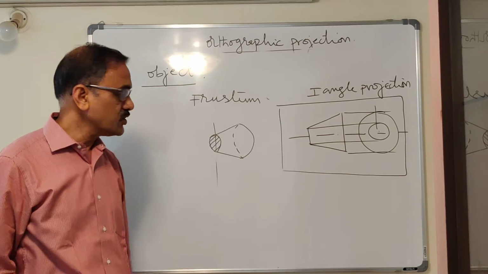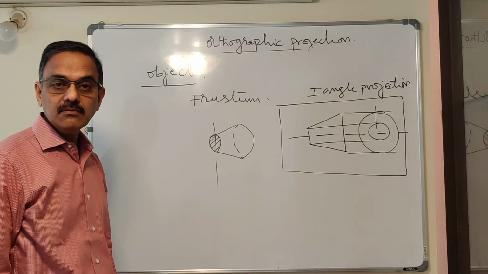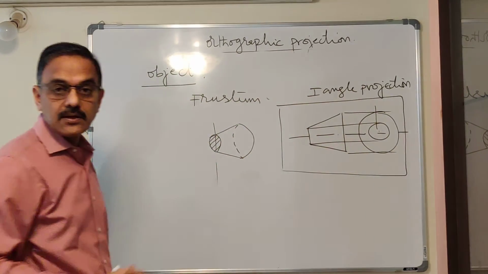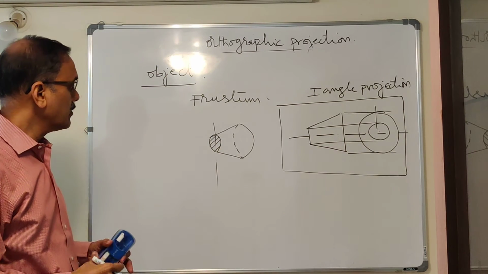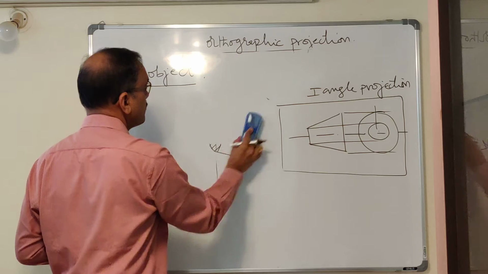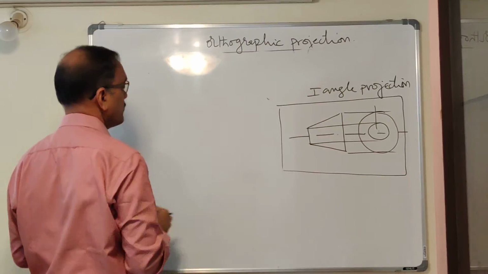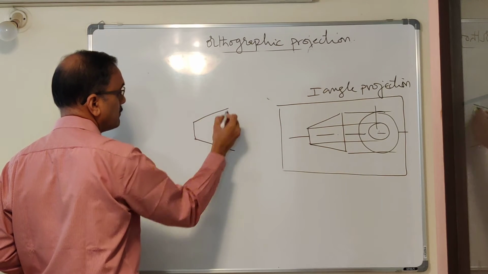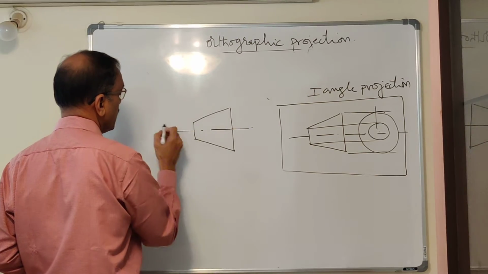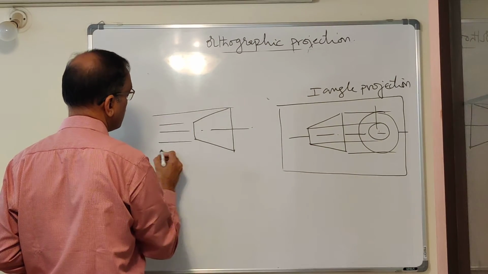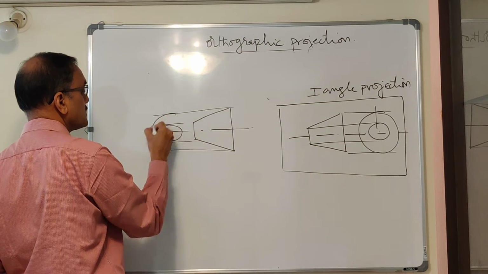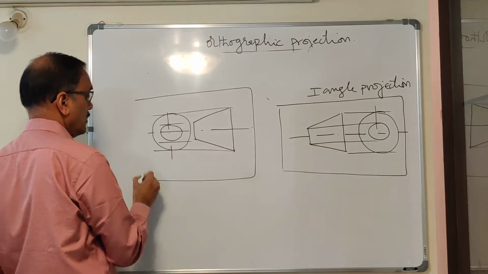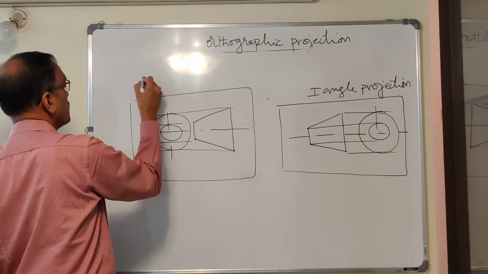If this is the symbol for first angle projection, what should be the symbol for third angle projection? If the left side view is shown on the left itself of the front view, then that becomes the symbol for third angle projection. So let me draw it. This is the front view, which is a trapezium, and this is the left view. Two concentric circles. This is the symbol for third angle projection.